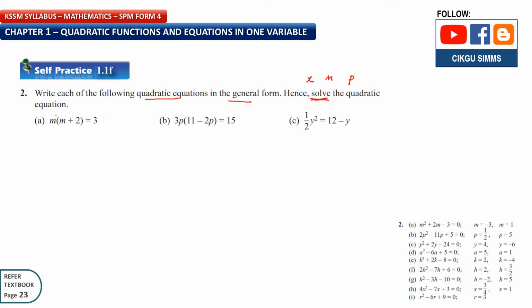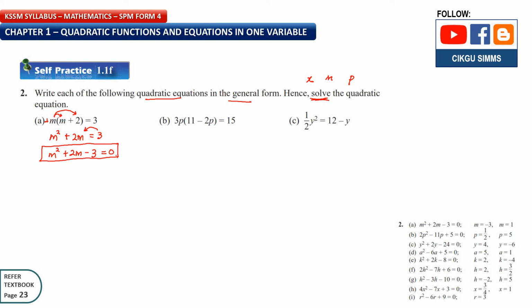To write in general form, you just multiply, expand the bracket. So m times m, you get m squared. And then positive times positive is a positive. So m times 2 is 2m, equals 3. And then m squared plus 2m minus 3 equals 0. So this is my general form. And then I need to solve it.